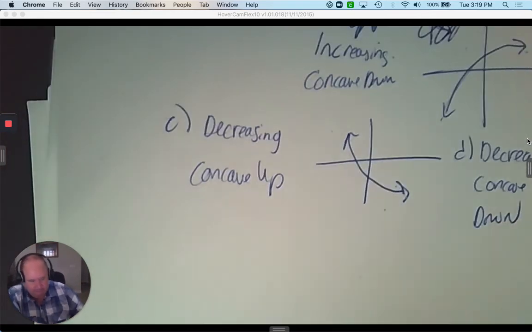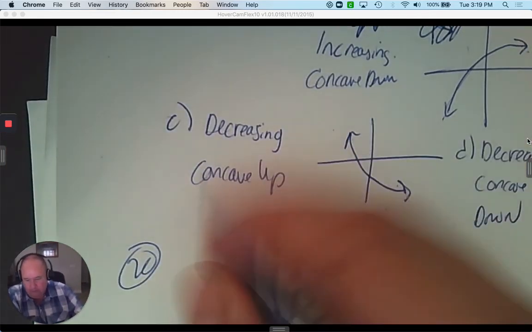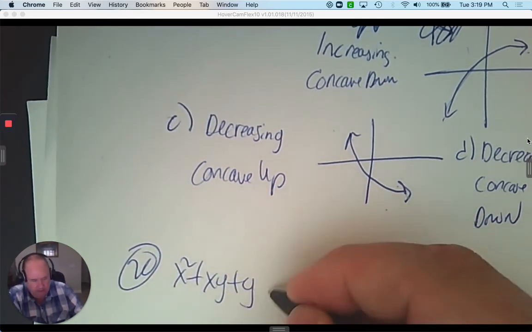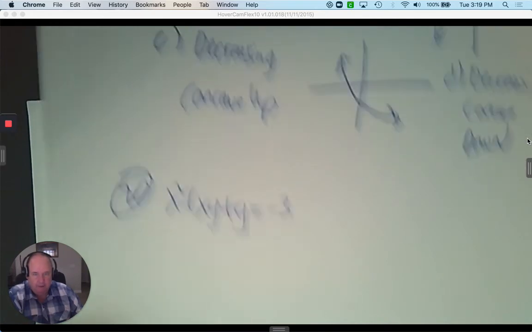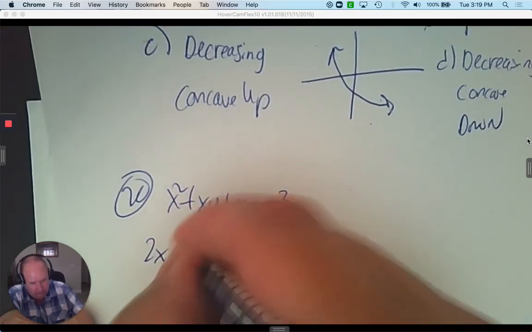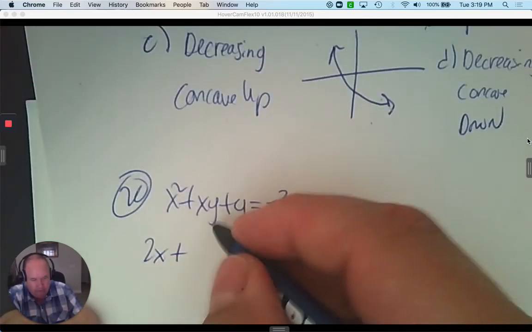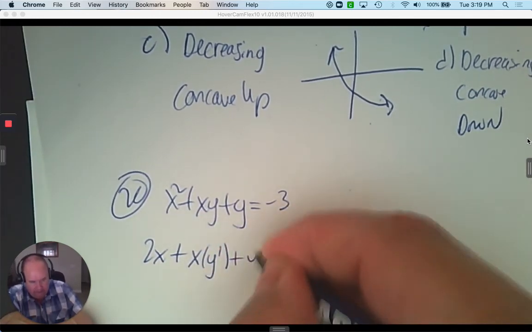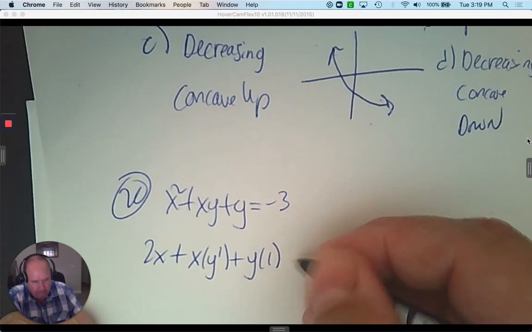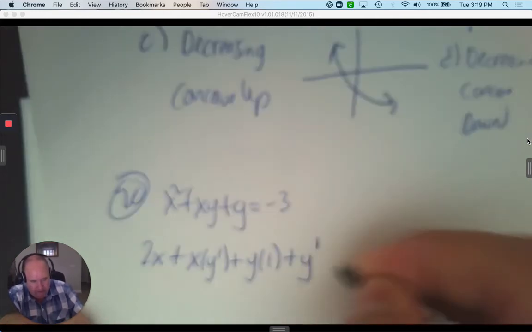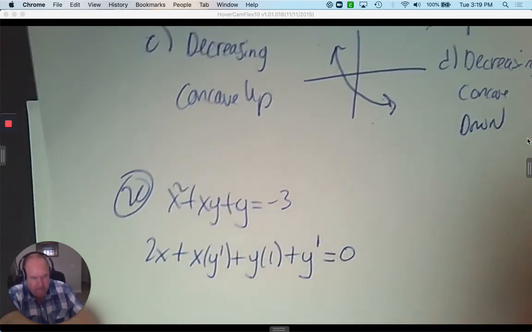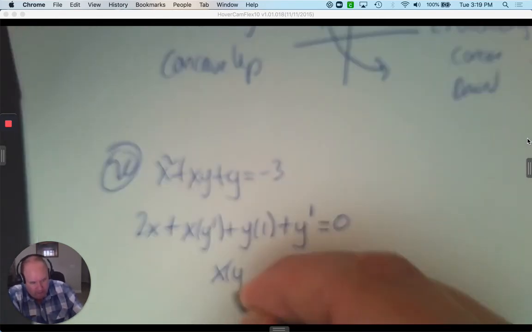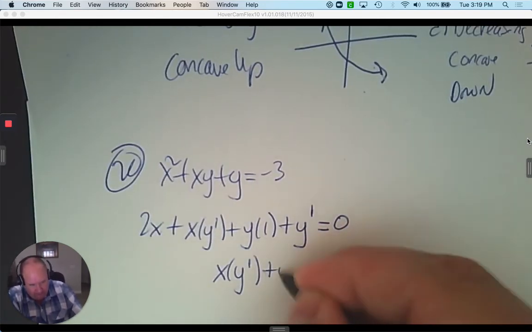Number 20. Number 20 says you're given x squared plus xy plus y equals negative 3. Find the derivative here. So that's 2x, the product rule. This is going to be implicit. So it's the first times the derivative of the second plus the second times the derivative of the first. The derivative of y is 1, but it needs a y prime, and the derivative of negative 3 is 0.